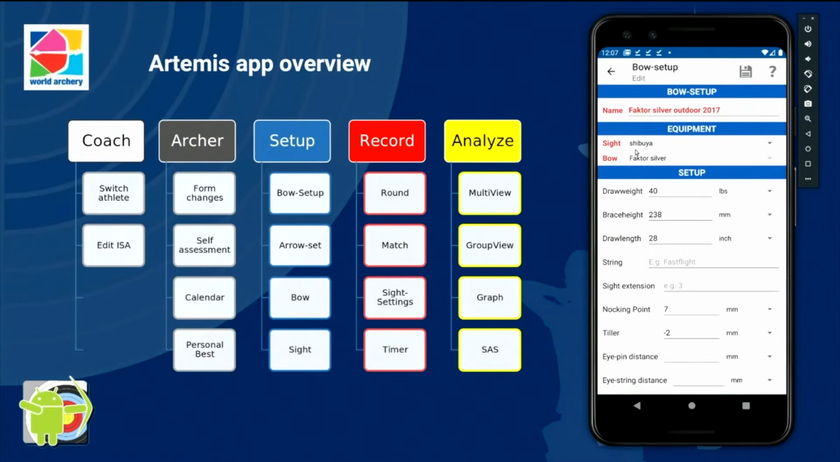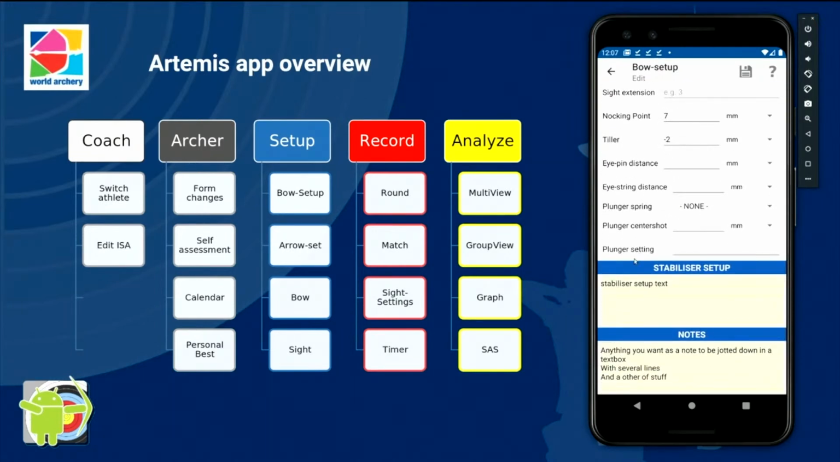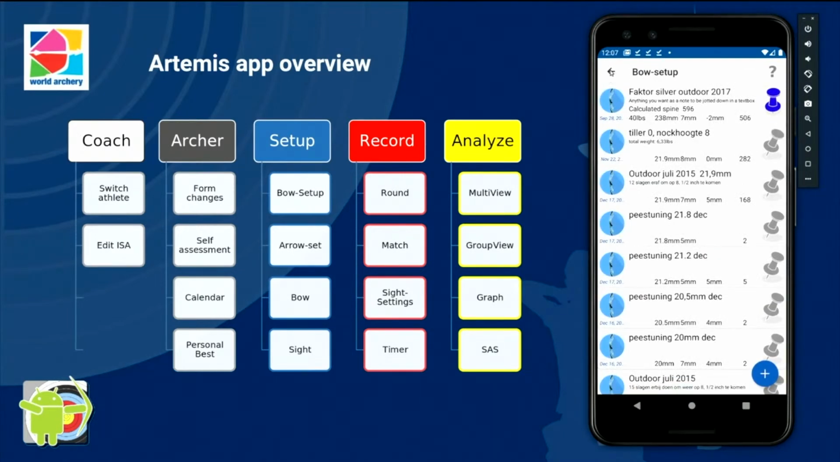So which bow sight did you use, which bow did you use, the draw weight, brace height, anything. So anything that you like to add to or change in your setup, make an entry over here, because later on if you try to analyze the information, you still know which setup you've used when you're analyzing the information.